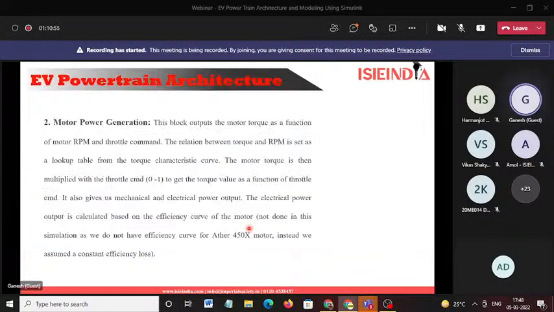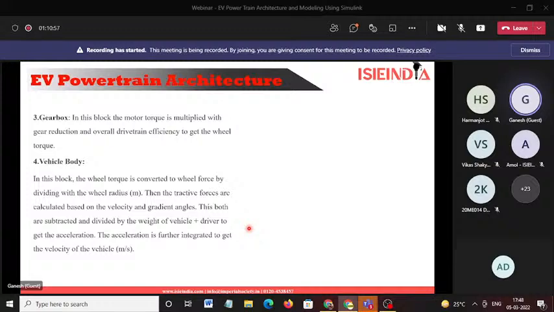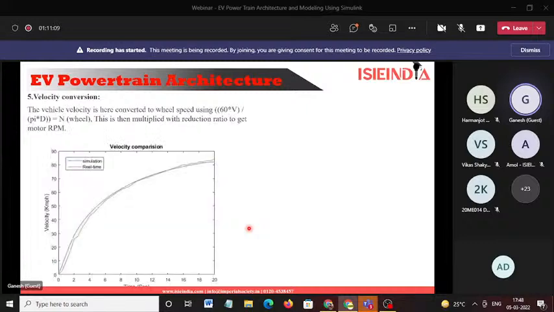In the vehicle body, as I said, we will have the wheel torque. For the wheel, we have to give the wheel force and the radius, so that is how we get the wheel torque. Based on that, the block is going to work. Finally, this is the velocity comparison. The vehicle velocity here is converted using N = 60 v / (π d), so here you will get the velocity.